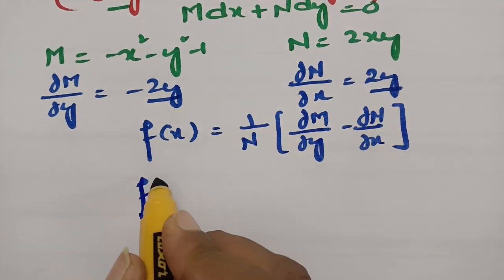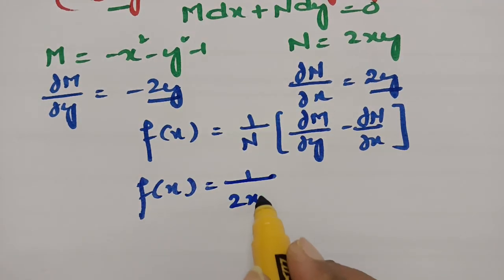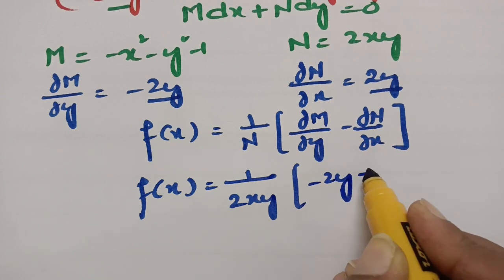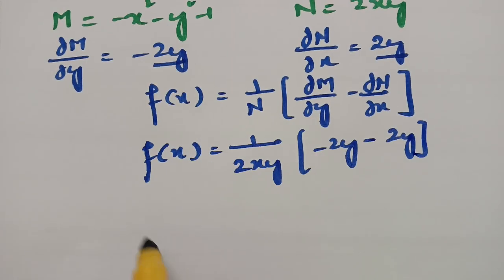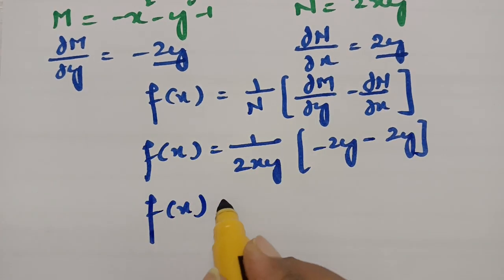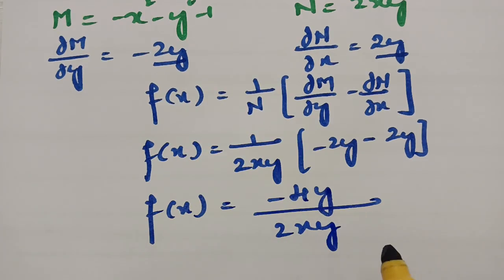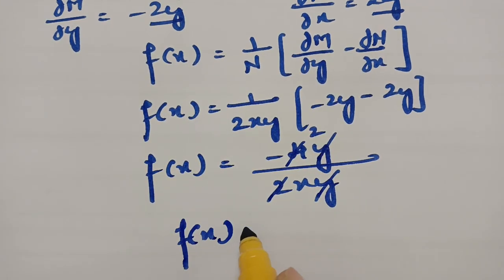So here the f of x value is equal to, what is n here? N is nothing but 2xy. What is dou m by dou y? This is minus 2y, minus dou n by dou x value which is 2y. Clear? So the f of x value is nothing but minus 4y over 2xy. I can easily cancel these two and these two, and what remains is f of x is equal to minus 2 by x.